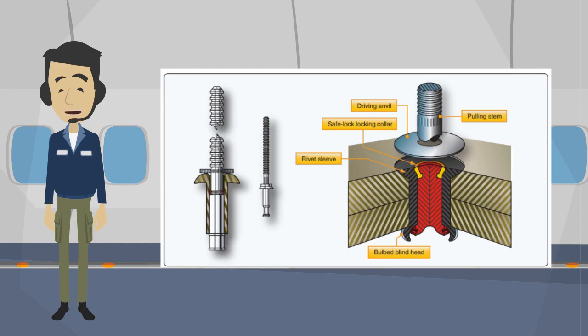Blind rivets are a different type of rivet. A pulling tool is used to deform the head in the picture by pulling on the stem. Afterwards, the stem breaks off.